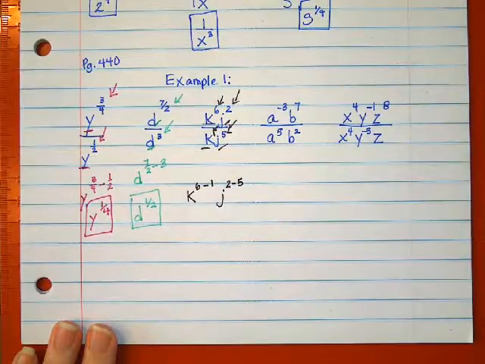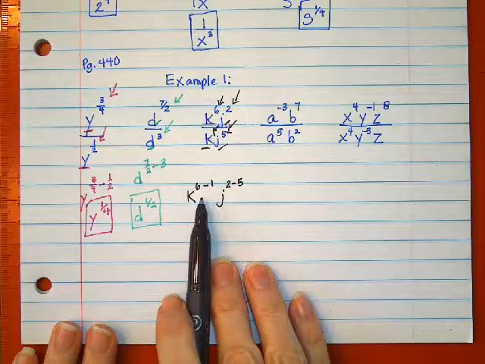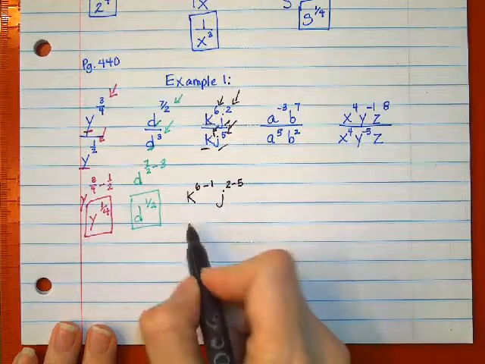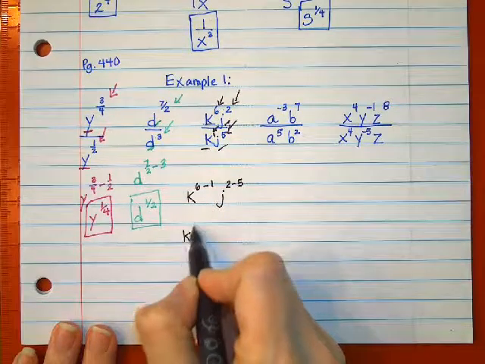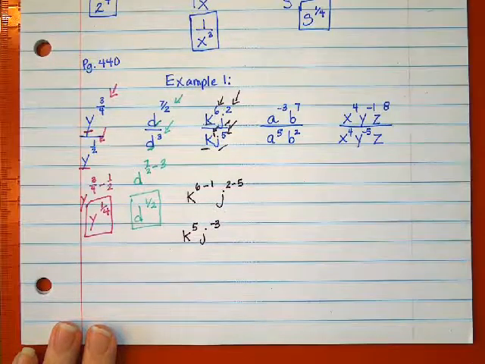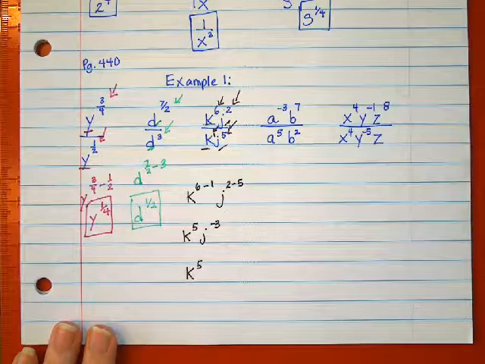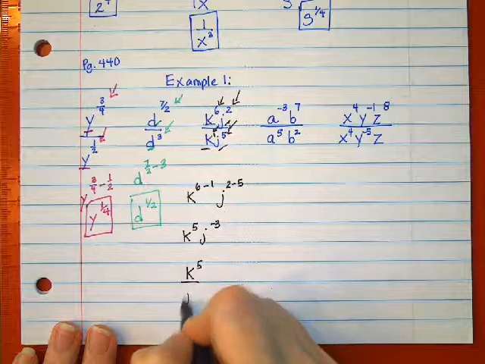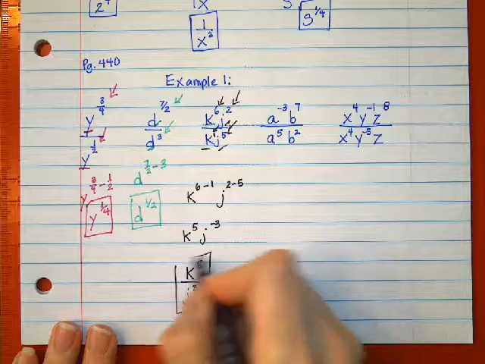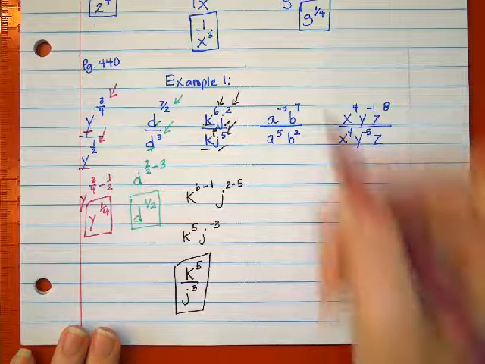So again, there are 2 different bases, base k and base j. So we subtract the base k's exponents together and the j's exponents together. So 6 minus 1 is 5, so k to the 5th. And 2 take away 5 is -3. Well, we can't have a negative exponent. My k to the 5th has a positive exponent, so it stays right where it's at. So then my j moves to the bottom to get a positive exponent of 3. So now we have no negative exponents. Final answer.